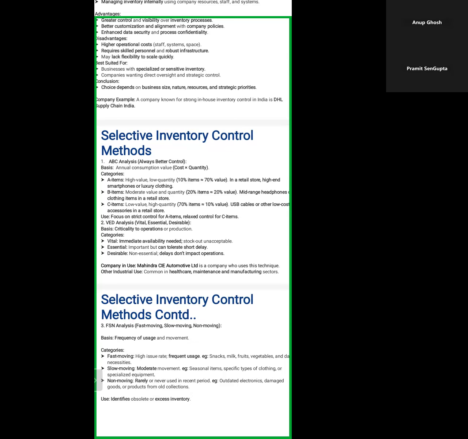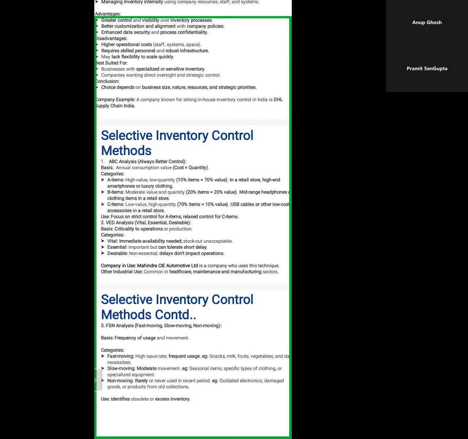Now, weight, as we see, the entire acronym is being divided like this: vital, essential, and desirable. Basically, it talks about the criticality to operations or production. That means which is the vital item, which is the essential stock, and which are desirable. It all talks about that. Now, the vital section discusses immediate availability needed, and stock out will be unacceptable in the case of a vital category stock control system.